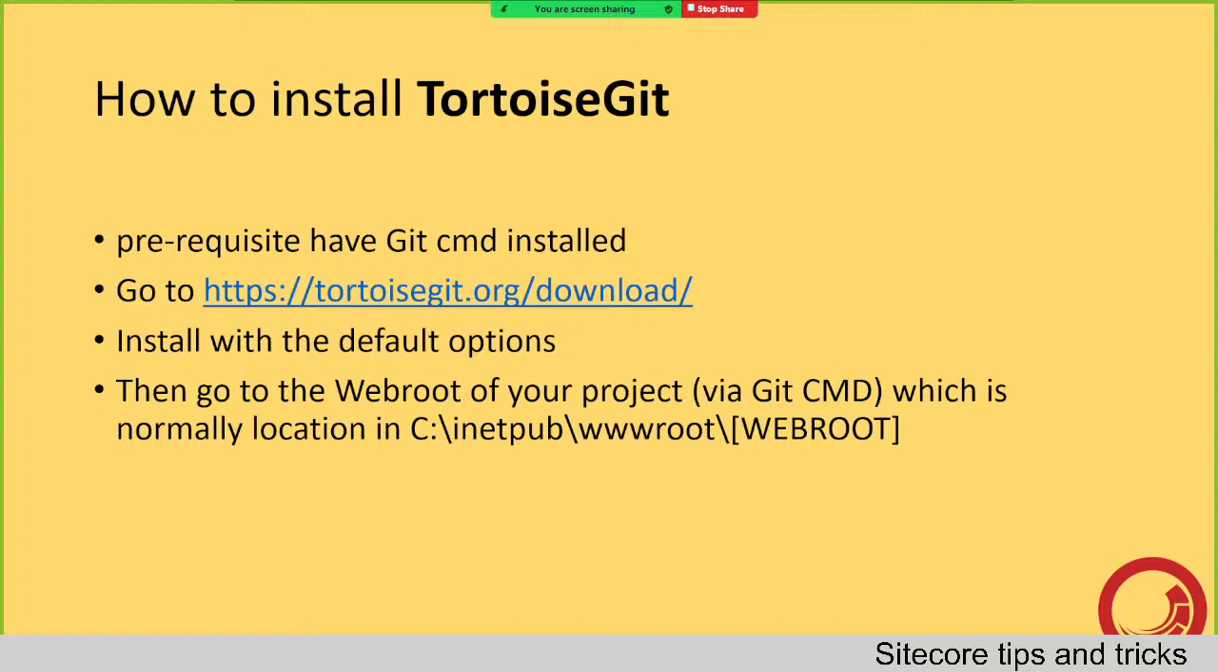So how to install Tortoise Git? First of all, you need to have Git command line installed, and you can go to this URL to install it. I install it with the default options. However, you can change it based on your requirements. And then go to your web root of your project. The web root is typically or usually C inetpub wwwroot and then the name of the project.